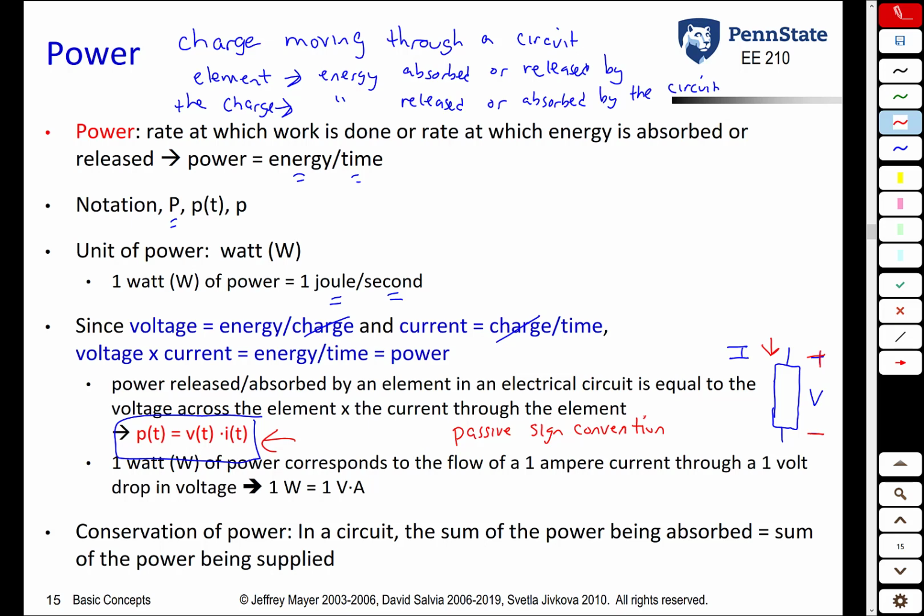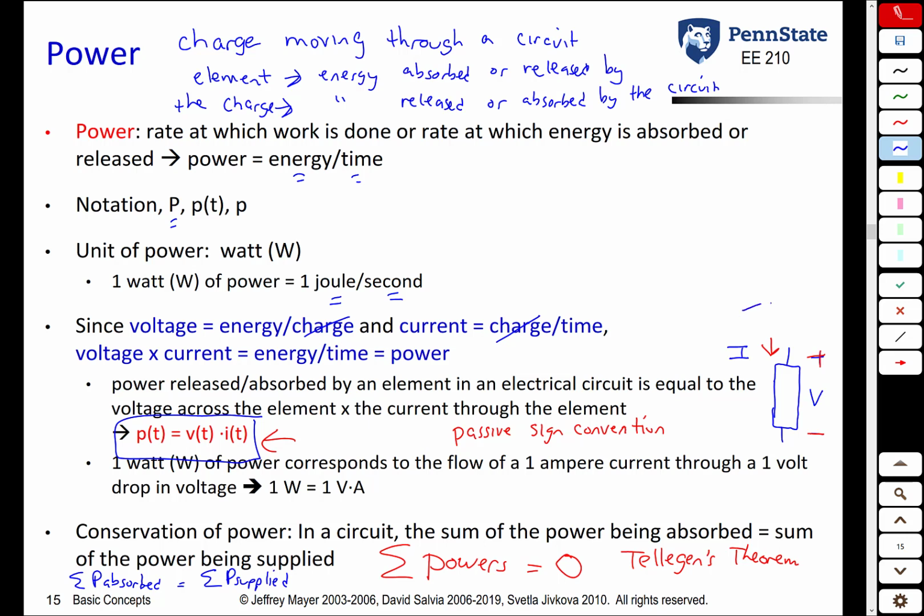Another important result is conservation of power. So in a circuit, you're going to have these different circuit elements. Some will be absorbing power, some will be releasing power. The sum of the powers has to be 0. We call that the conservation of power, also called Tellegen's theorem. And we'll see in some examples how this is a very, very important result. Another way you can look at this is that the sum of the power absorbed by some circuit elements is equal to the sum of the power supplied or released by other circuit elements.